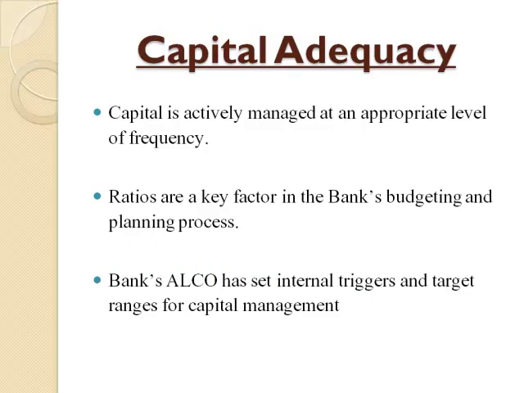Capital adequacy mainly talks about the ratios being maintained by the bank. These ratios are used for the annual budgeting and planning process, which takes into consideration the goal. That is, the ratios are maintained by the bank to keep a view, and the asset liability committees were developed to keep certain triggers and ranges for capital management.